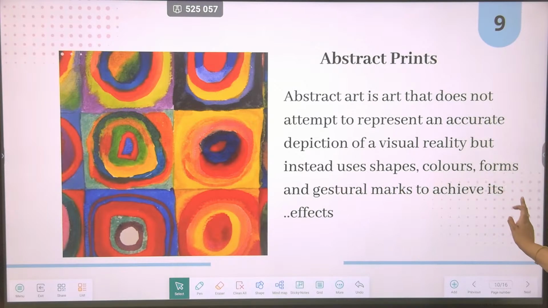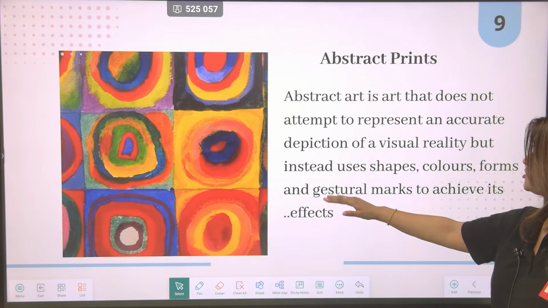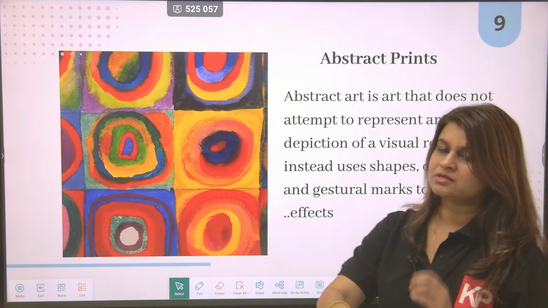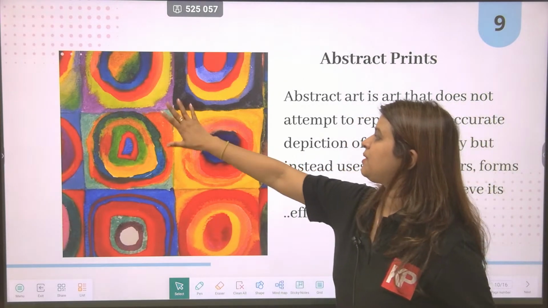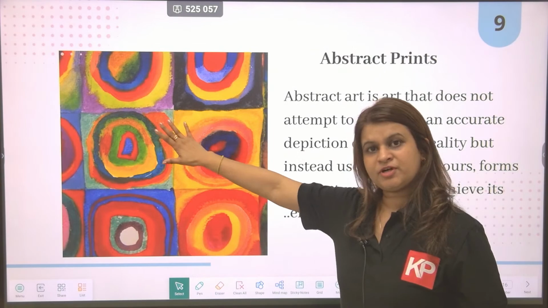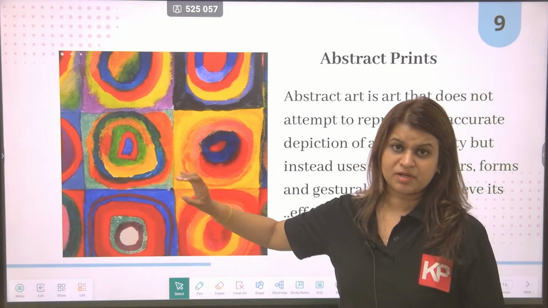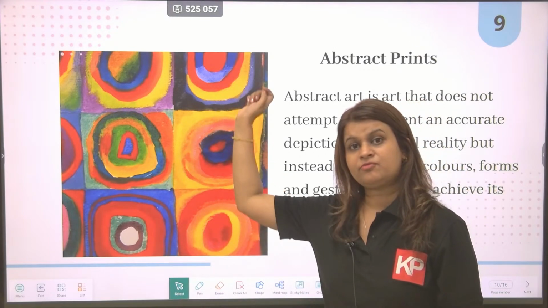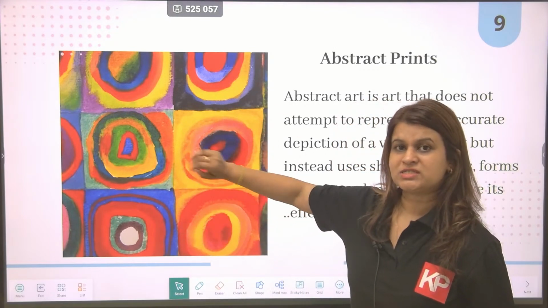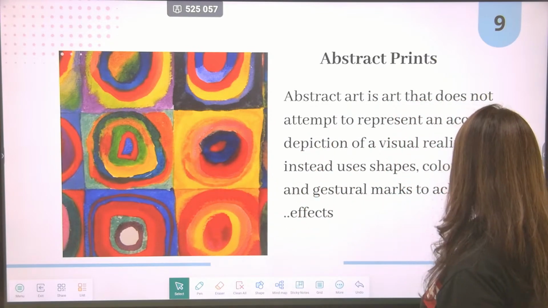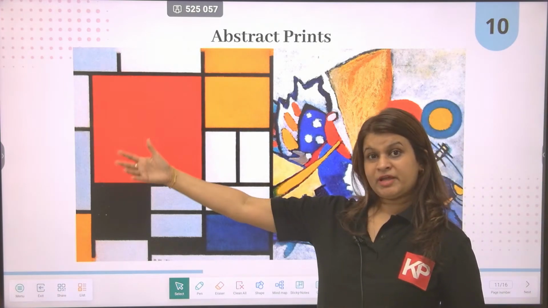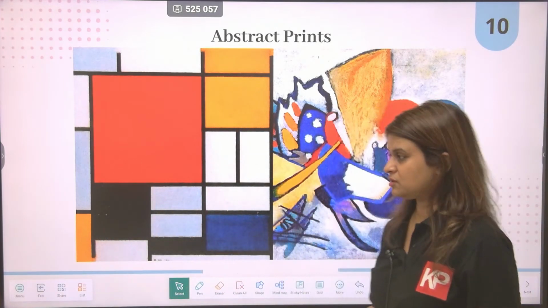So these are some of the elements used. Gestural marks are where you are using certain gestures. For example, if I splash a color, I'm using the movement of my hand to create a pattern. I have no control over it, but I'm just using a random movement of my hand, like splashing or stamping, to create a particular pattern. Again, there is no hard and fast rule. It could be anything, depending on how the student wants to interpret it.